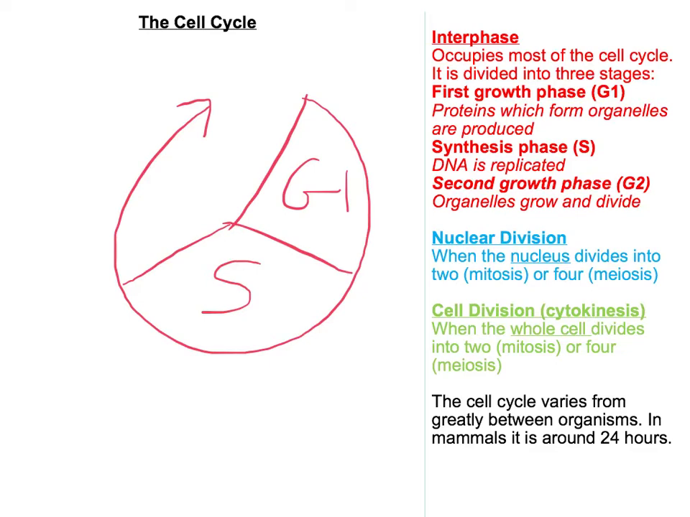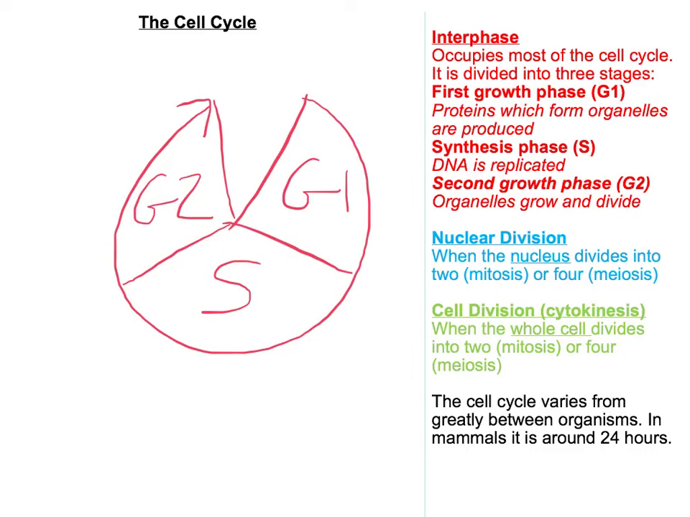If that didn't happen, the two daughter cells or four daughter cells wouldn't have the right amount of DNA, so the S phase is where DNA is replicated. And then the second growth phase, or G2, as you can see I've written down there, is where the organelles actually grow and divide. So, interphase takes up the vast majority of the time of the cell cycle. This is the cell getting ready to actually divide.